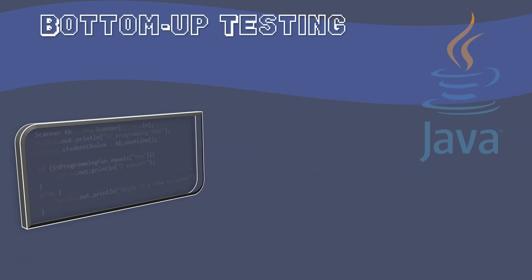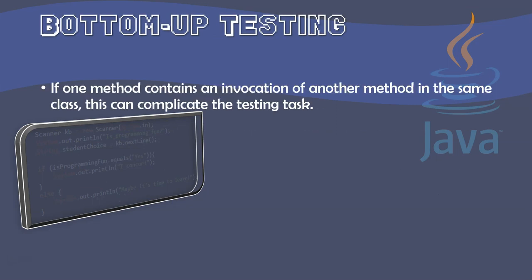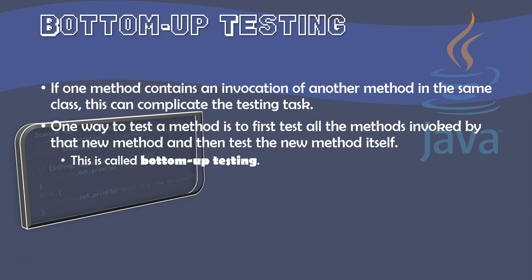Another thing to look at is bottom-up testing. If a method contains an invocation of another method in that same class, this, of course, can complicate our testing process. However, one way to test a method is to first test all the methods invoked by that new method, and then test the new method itself. This is what is known as bottom-up testing.